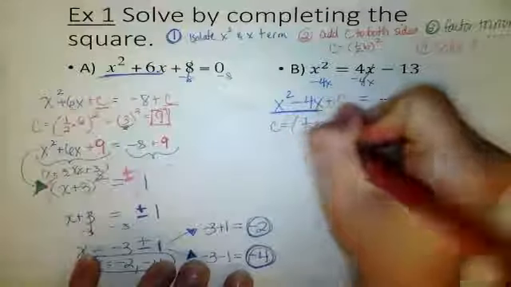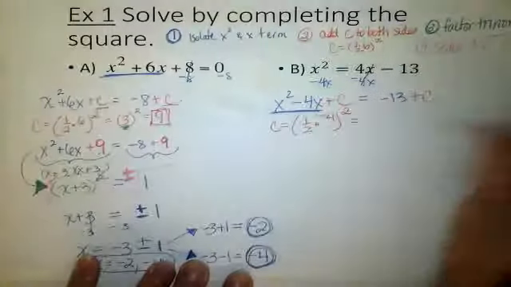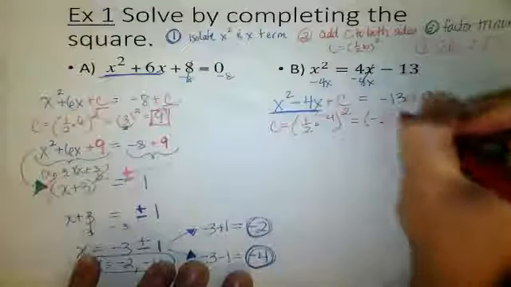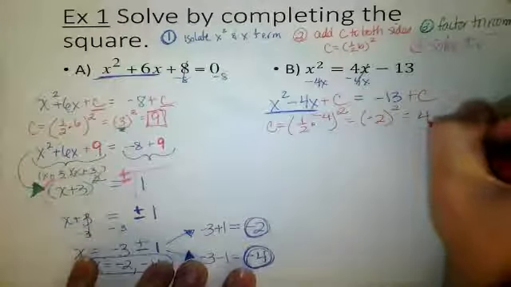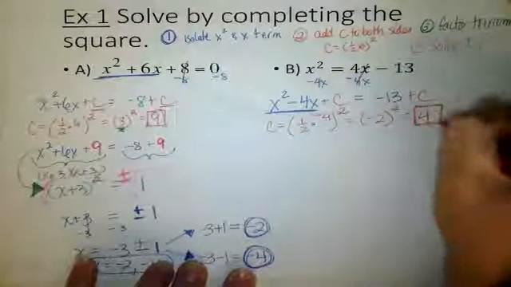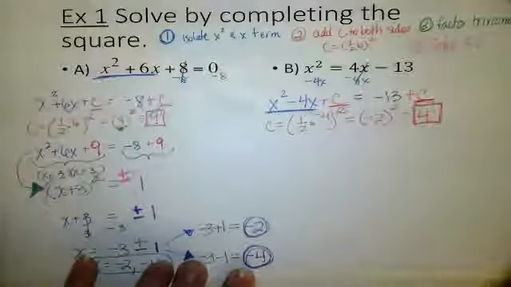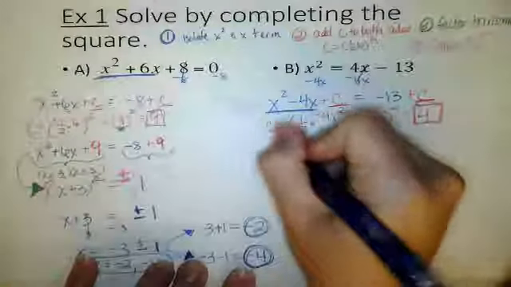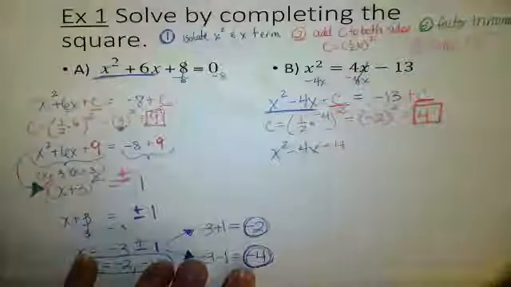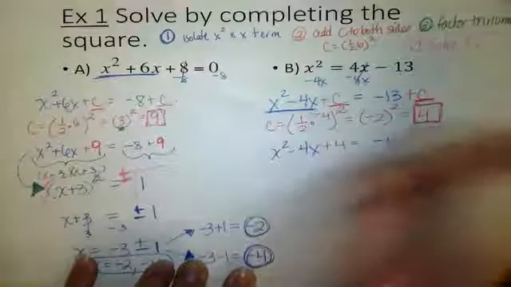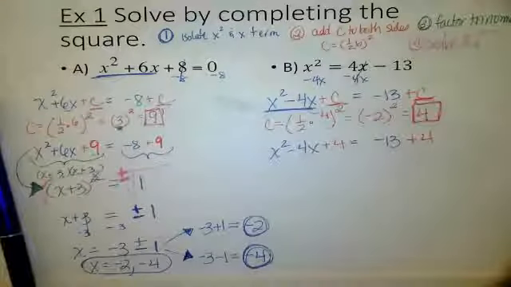It's going to be half of what? Half of negative 4 quantity squared. What is half of negative 4? Negative 2. And what is negative 2 times negative 2? Positive 4. And now we found c. I'm going to go ahead and plug it right back in to my little c value there. So x squared minus 4x plus 4 equals negative 13 plus 4. So plugging that number for c in.